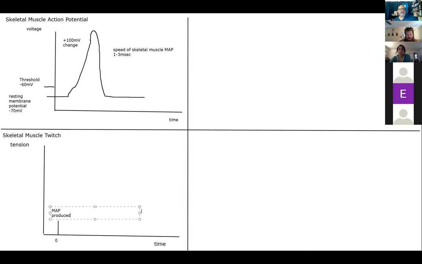And we know that a twitch has how many stages to it? Three. And what are they? Latent period. And how does the tension change during the latent period? Doesn't. Stays zero. Excellent. Then what do we have? Contraction period. And how does the tension change during that? Drastically increases. And then what happens? Relaxation. And how does the tension change during that? Decreases, excellent, until it's back at rest. And if you remember, what did we say the average time for a twitch was?